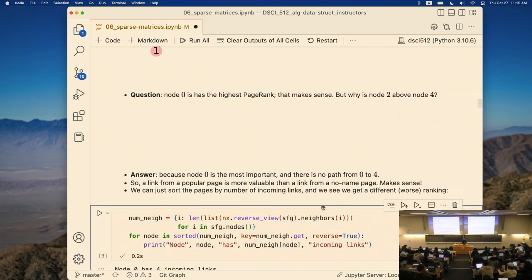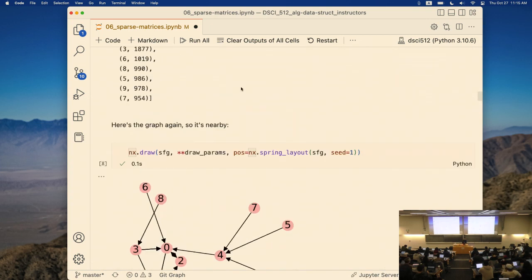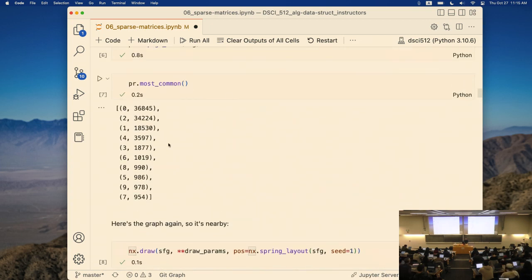Okay, so here I'm just printing the number of incoming links, and you can see that just based on that value, yes, node 0 still ranks first, but for example, it ranks node 4 above node 2 because there is this thing about the direction of the edges, and basically we can see that it's not that accurate compared to this one. This one here makes a lot more sense, at least intuitively.